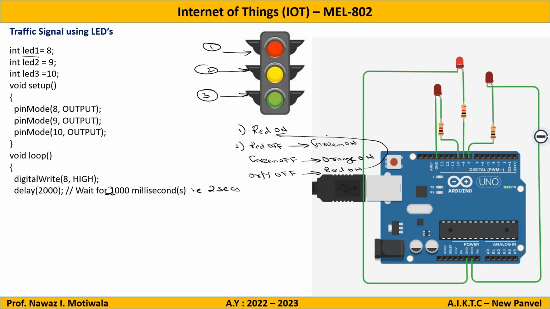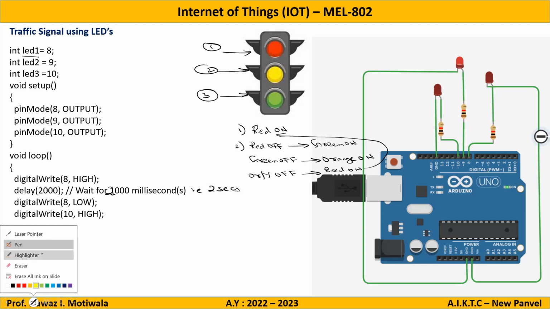So what I will write here is digitalWrite(8, LOW). With this what happens? The red light goes off. But at the same time the green should be started. So I will write digitalWrite(10, HIGH). So with these two sequences, what happens? The red LED will go off, and at the same time the green one will go in the HIGH mode, that is, it will be on.